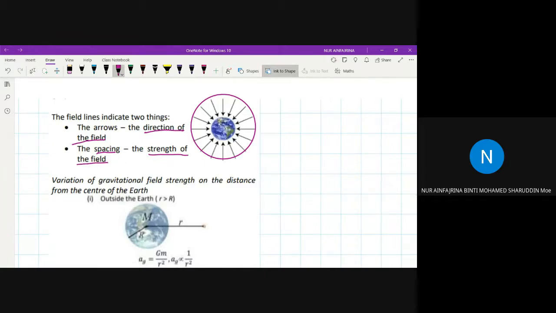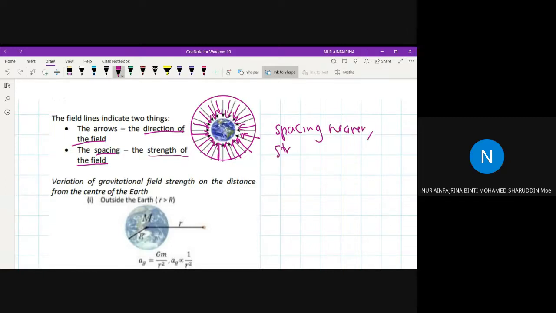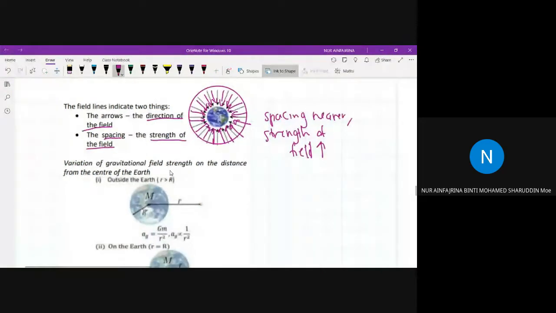Okay, for example, I have a question. If your spacing is close together like this, look, the spacing is near. What about the strength? Does the strength increase or decrease? Increase. Increase, very good. So you need to know that if your spacing is nearer, your strength of field increases. Alright, that's all. Nothing much about this one.